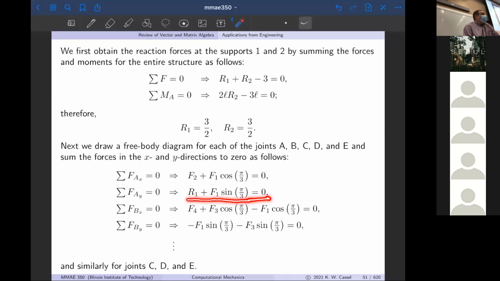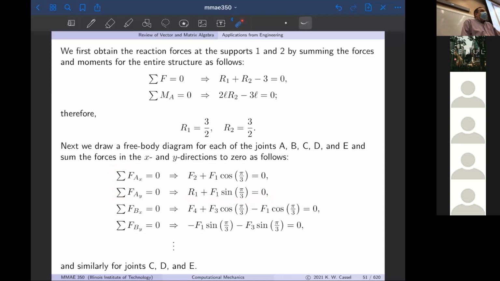Remember this from 200, it's tedious. You do that, and you have two equations for each joint: sum of the forces in X, sum of the forces in Y at A, then the same at B, and then C, and then D, then E. So there are 5 joints, 5 times 2. I only need my fingers, I don't need my toes, that's 10. So I end up with 10 equations.